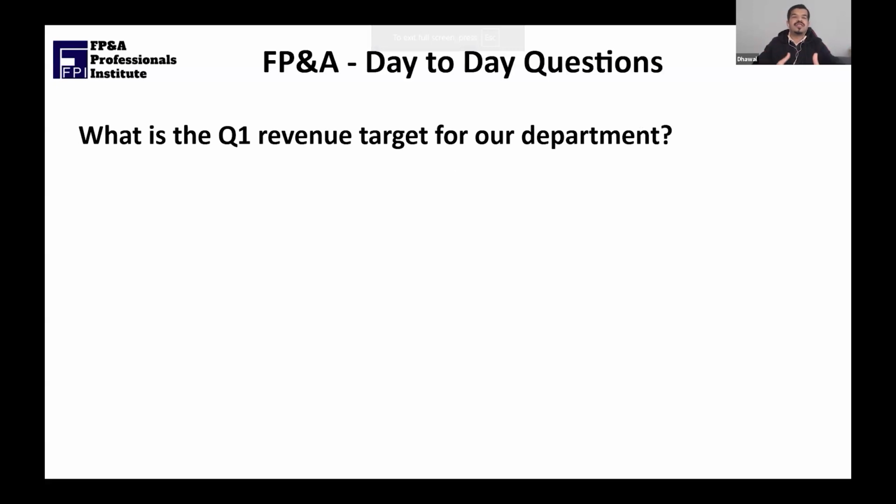So here is the first question that might come to you. Say, what is our Q1 revenue target for the department? Your business unit head will come and ask you, what is the Q1 revenue target for your department? Again, this question will not be answered by your IFRS or your accounting standards or any of the compliance work that you do. This will be answered by a budget, or by your targets or forecasts as to what is the Q1 revenue target.